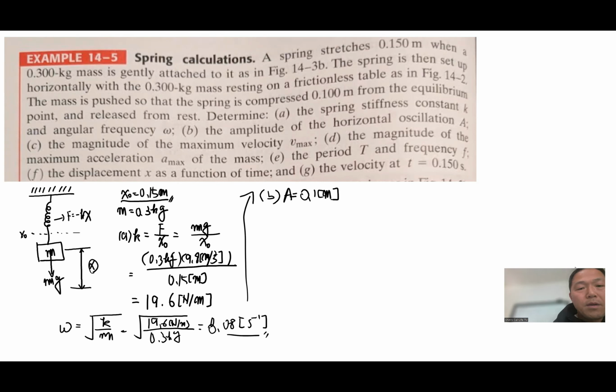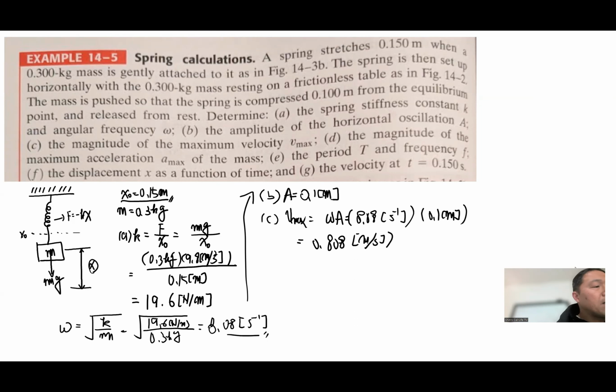Compressed 0.1 meter, and then C, maximum velocity should be omega A. So the omega is 8.08 inverse second times 0.1 meter. That leads to the answer of 0.808 meter per second. That's the maximum velocity. So now question D.